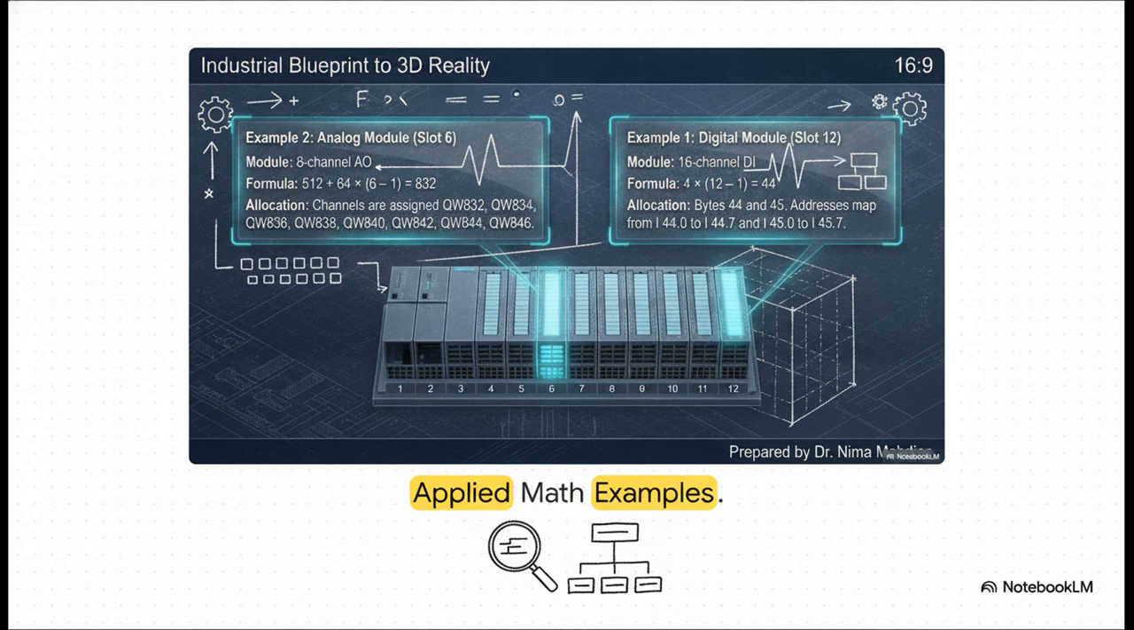Okay, let's walk through the applied math step by step. Looking at example 1 on the right, if we have a 16-channel digital module sitting in slot 12, our formula is 4 times 12 minus 1. That equals 44, right? So it yields bytes 44 and 45. Now check out example 2 on the left. An analog module in slot 6 uses our other formula, 512 plus 64 times 6 minus 1. Run the numbers, and that mathematically outputs a starting address of exactly 832.